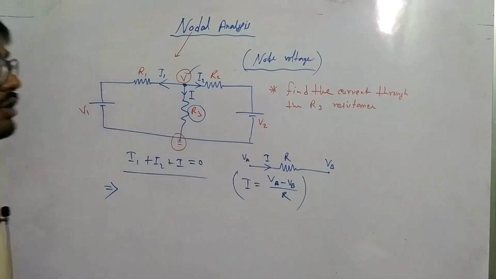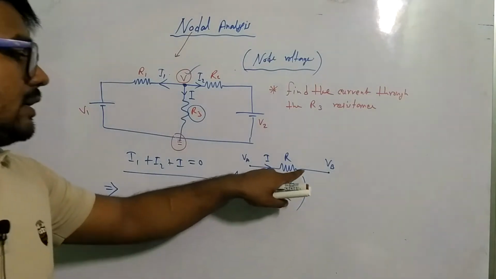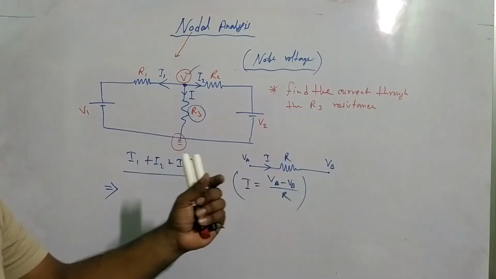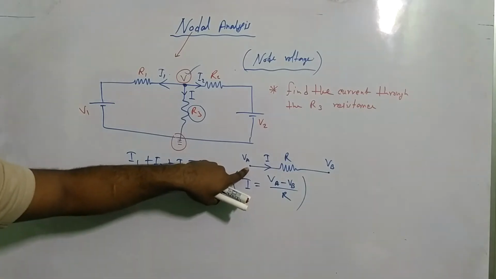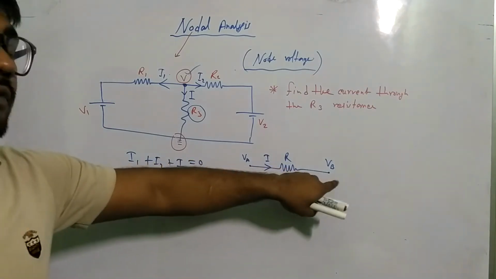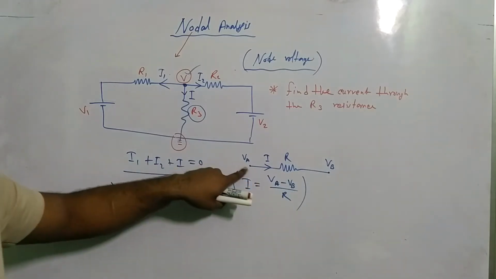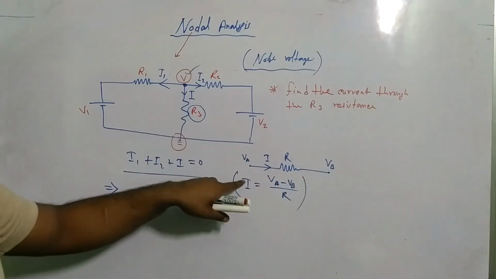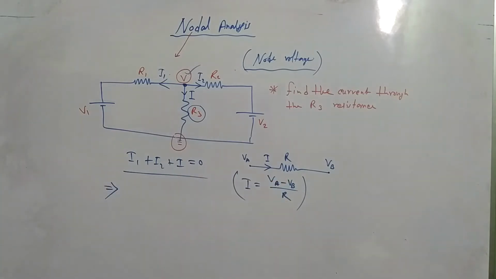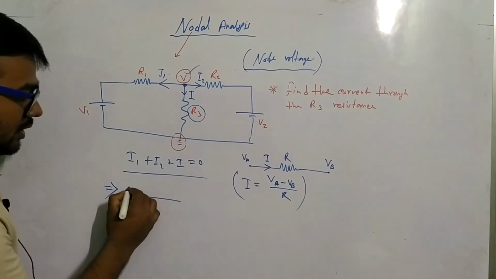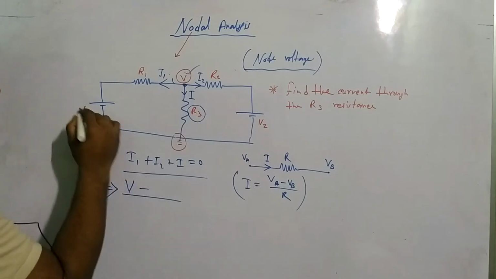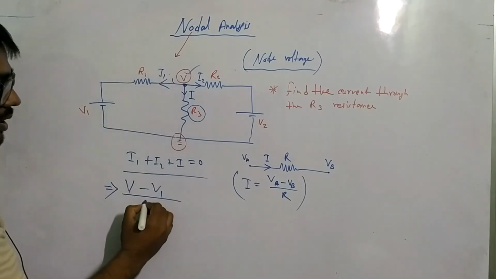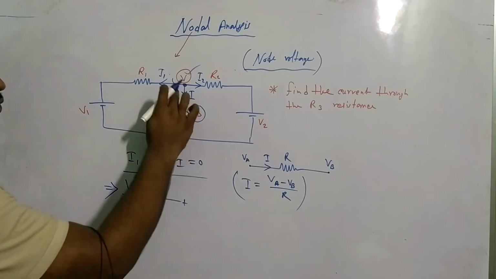From Ohm's law, I equals V by R, but this resistance has two different polarities at its two points. Here the voltage is VA, and here it is VB. So I equals VA minus VB by R. Okay, so I1 equals, this is the higher polarity, V minus V1 by R1, plus I2.